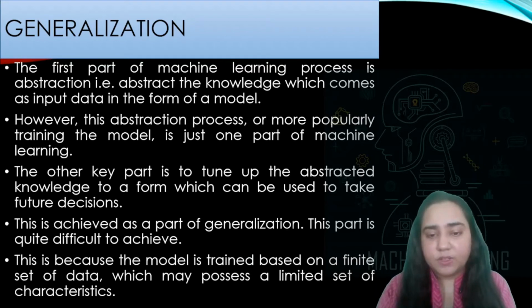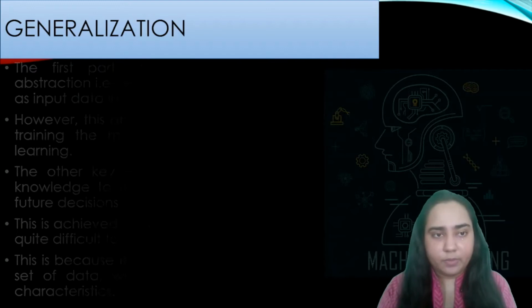This is because the model is trained based on a finite set of data, which may possess a limited set of characteristics. So it can happen that the data with which you have trained the model is not enough, and the new data that's coming in, on which you want to test your model, is much larger or much different than the data that you have trained on.